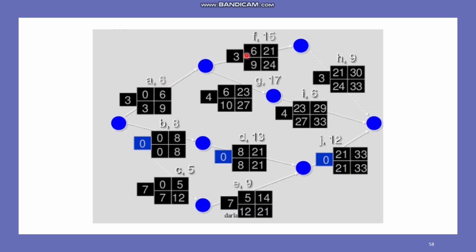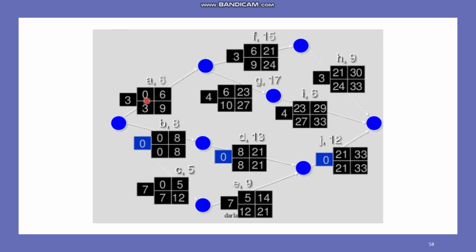So when can F start? F can start as early as 0 plus 6, so it becomes 6. So F can start as early as 6 units. D can start, which is dependent on B, as early as 8. E can start as early as 5. Why? Because if you see, F is dependent on A, D is dependent on B, and E is dependent on C. So these are their durations.